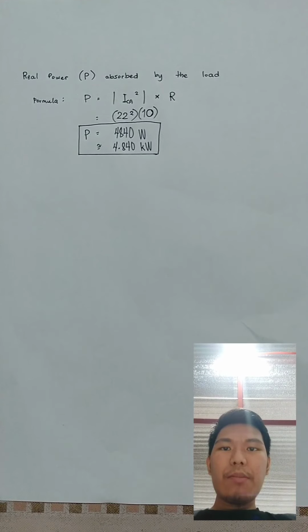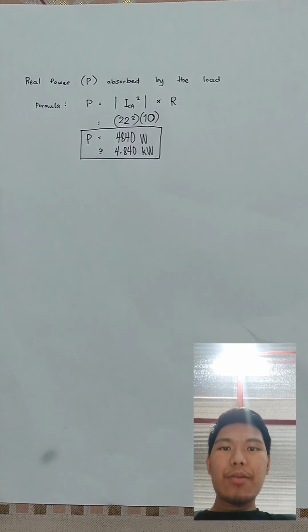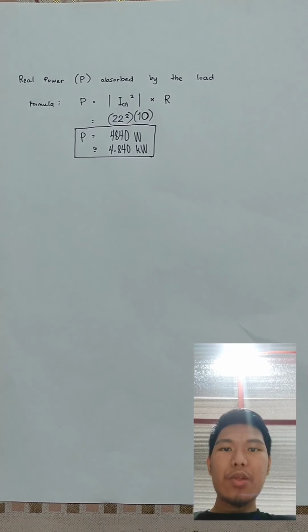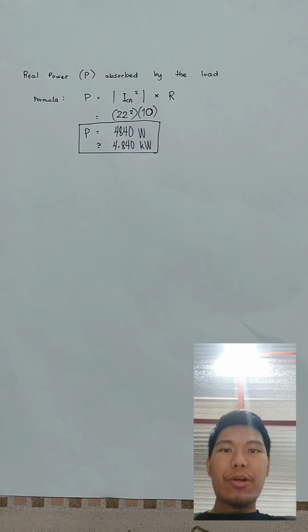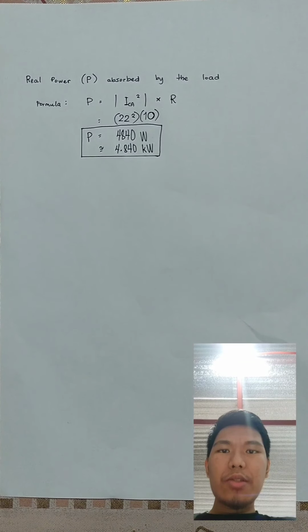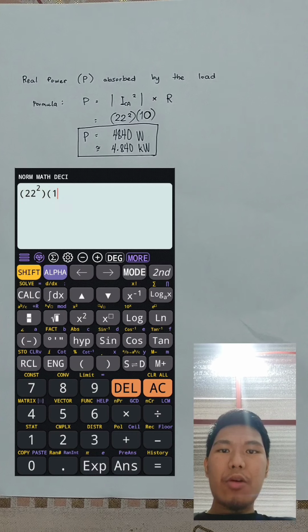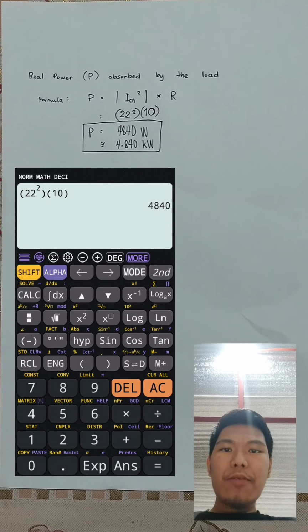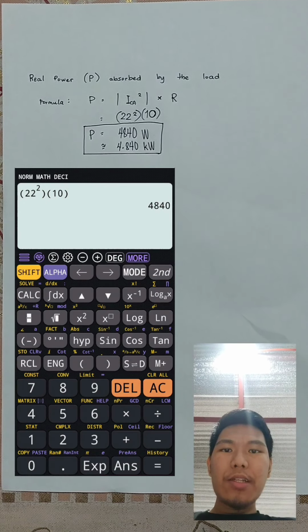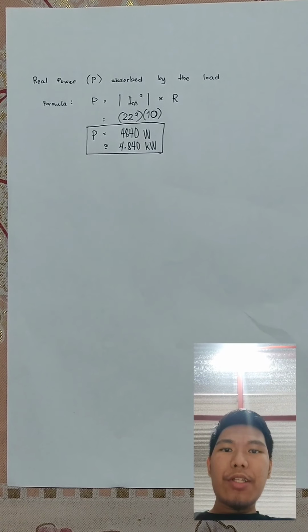We can find the real power P absorbed by the load using the formula P equals ICA squared times the resistor. ICA squared is equal to 22 squared times the resistor 10 ohms. Now P equals 4,840 watts or 4.840 kilowatts.